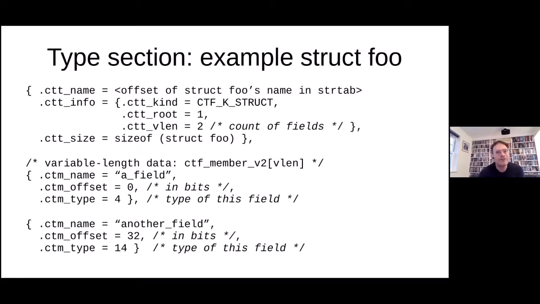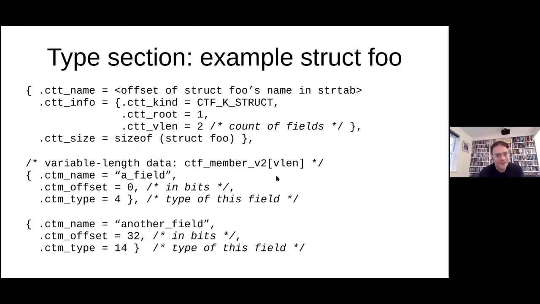A more complicated example, a structure with two members. Much as before, the CTT name would be the offset of foo in the string table, or in the ELF string table. I think we're going to see the string tables later. The high bit of the string table offset is 1 if you want to look it up in the ELF string table, and 0 if you want to look it up in the CTF. The VLEN is a bit different for structures. It's the number of fields in the structure, the number of structure members. The size is the size of structure foo. The difference here is quite obvious: size is the size of the type, while VLEN is the size of the description of the type in the CTF.